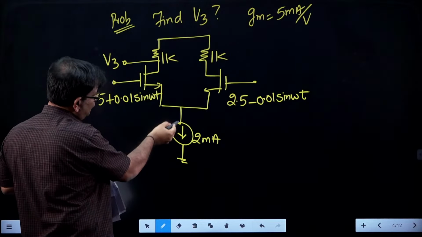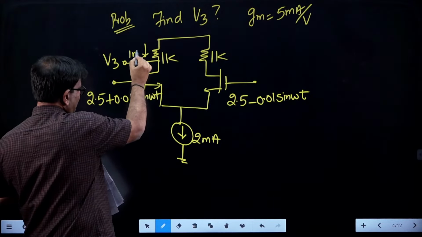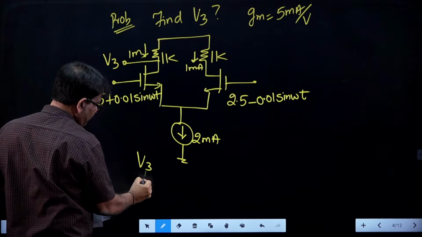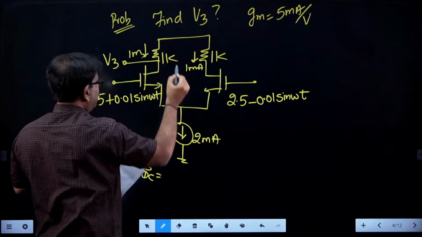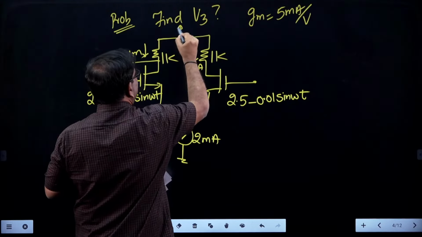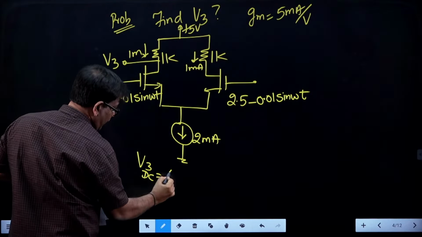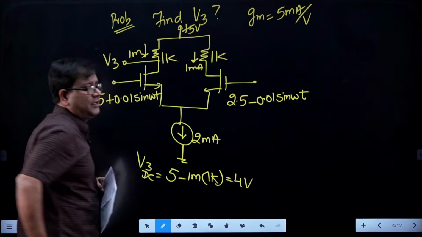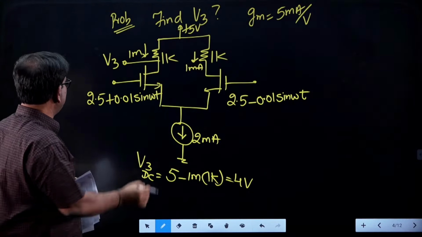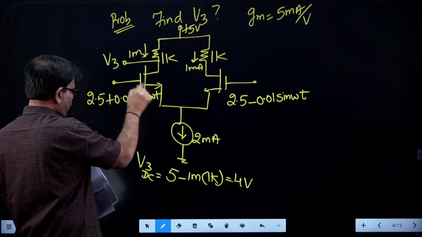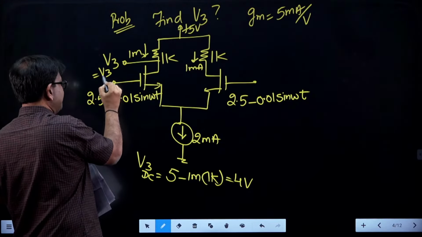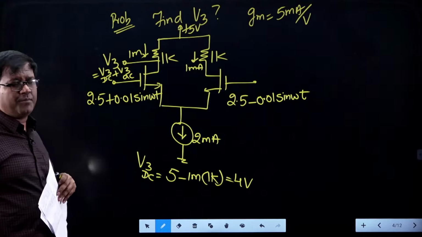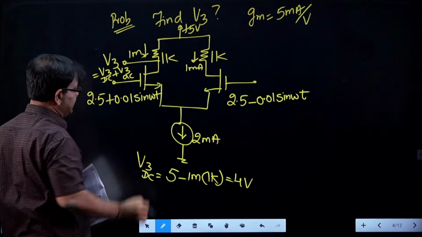Now, you can see this is 2 milliampere. So, the current will split into 1 milli and 1 milli. So, what is V3? V3 DC is going to be VDD, which is 5 volt, 5 minus 1 milli into 1 K, it is 4 volt. So, the DC part is done. Now, you are asked to find the AC part, because according to superposition theorem, the V3 is V3 DC plus V3 AC. Since we are applying a small signal, so V3 DC plus V3 AC.